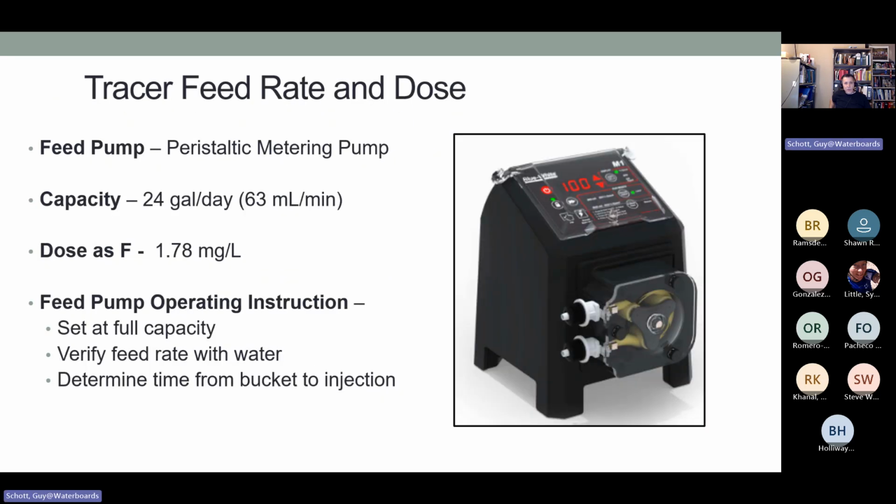And then the feed pump: you have a peristaltic metering pump, and the capacity is 24 gallons a day, and that's 63 mils per minute. Based on the plant flow of 300 gallons a minute and the capacity of this pump, we're going to dose about 1.78 milligrams per liter. So for the feed pump operation, you're going to set it to full capacity, and then what I recommend is just verify the rate with just water.